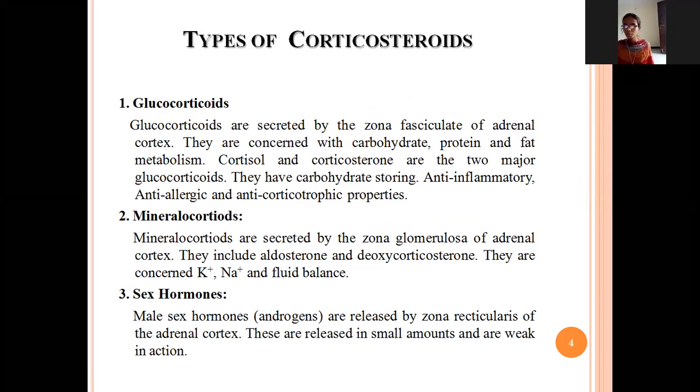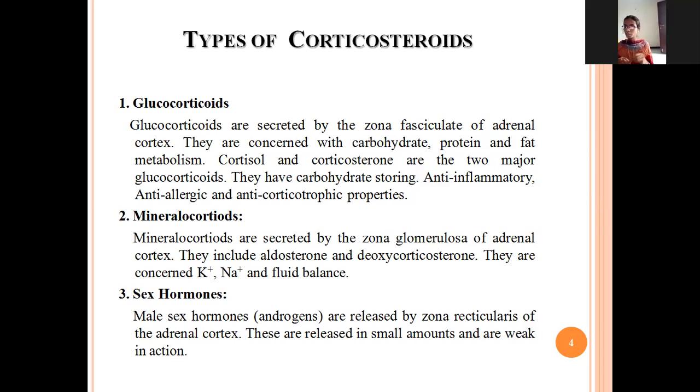If you see the first one, that is glucocorticoid, it is secreted by the zona fasciculata of the adrenal cortex. There the glucocorticoids are secreted. They are concerned with carbohydrate, protein and fat metabolism. Here cortisol and corticosterone are the two major glucocorticoids.